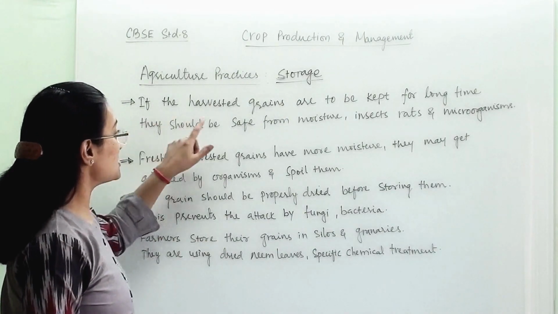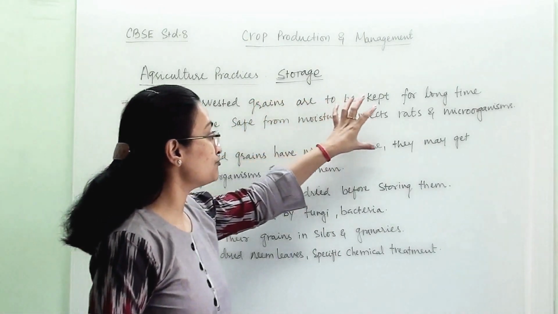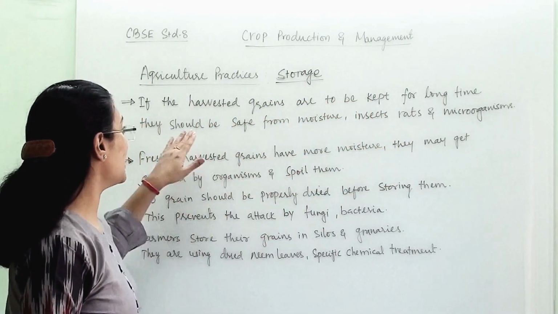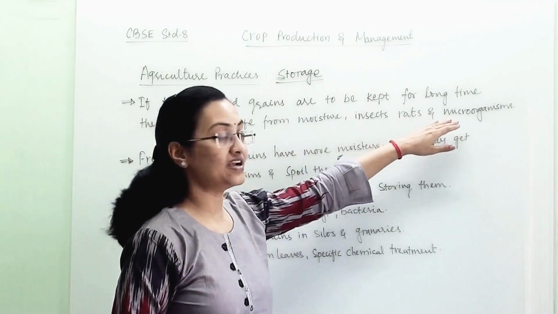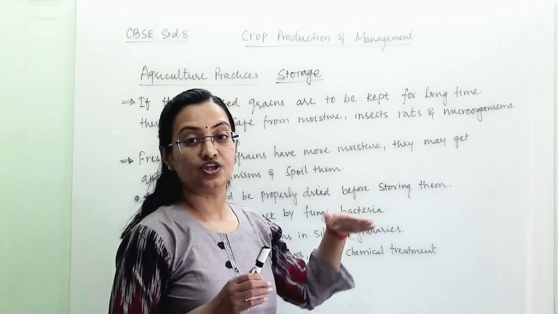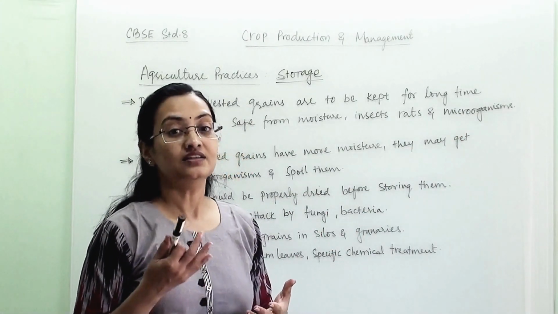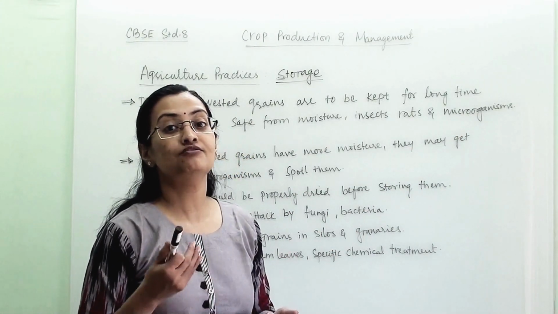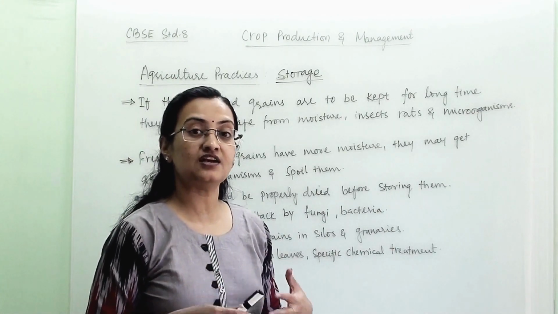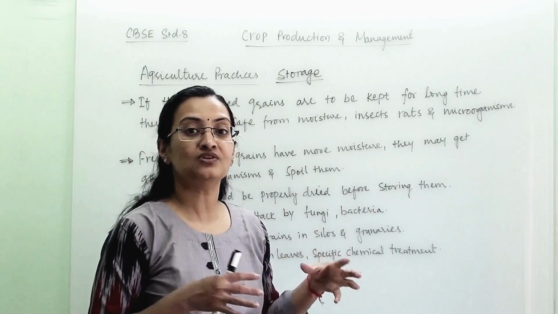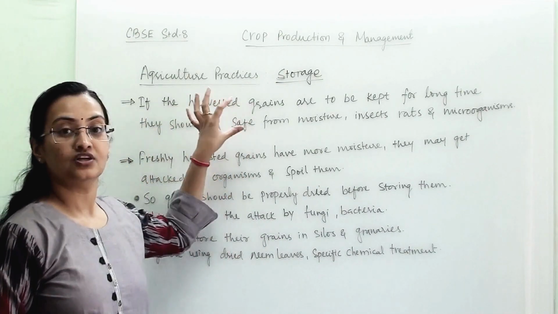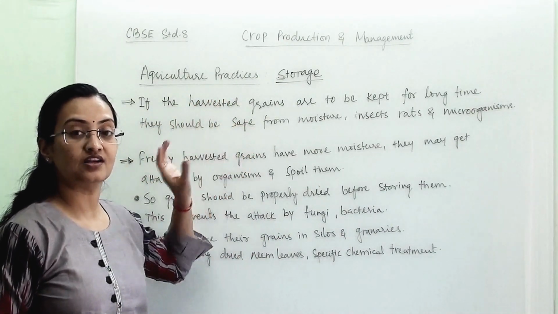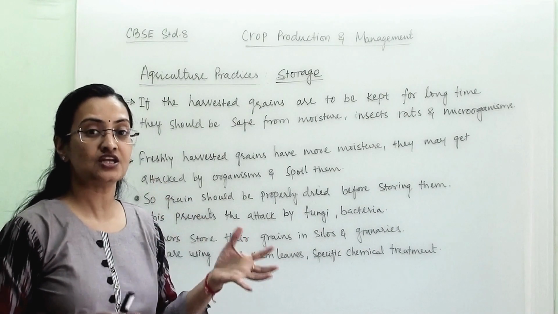If the harvested grain is to be kept for a longer period of time, then it should be safe from moisture, insects, rats and other microorganisms. It should be fit for consumption or fit for germination. If we are taking another crop from this seed, then it should be useful. So storage of the grain is very important.